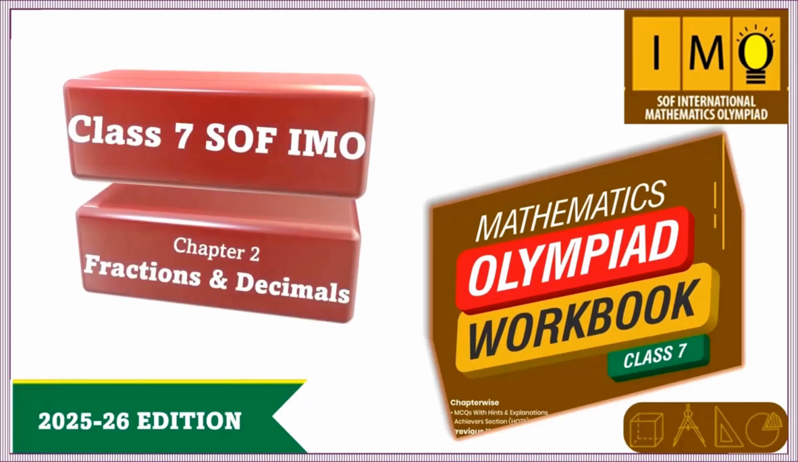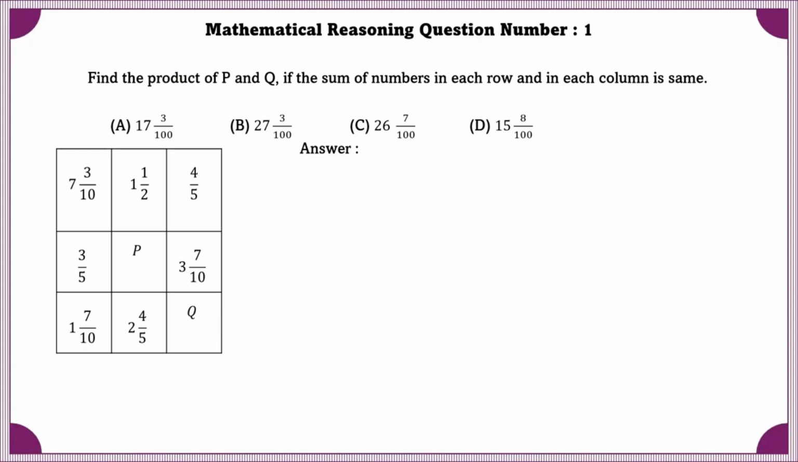Class 7 SOF IMO, Chapter 2, Fraction and Decimal. Mathematical reasoning question number 1. Find the product of P and Q if the sum of numbers in each row and in each column is the same. First, let us find out the sum of each row.